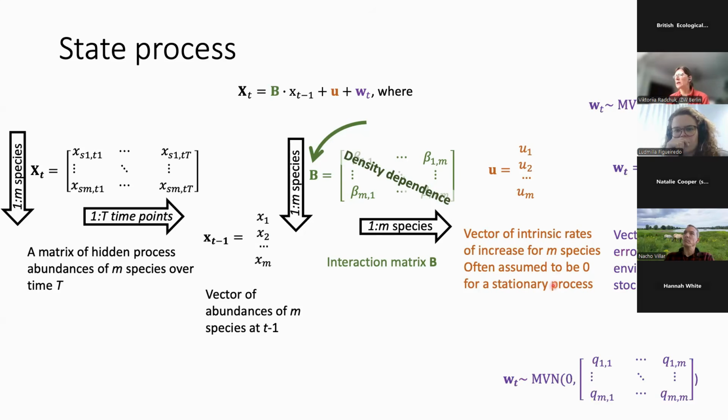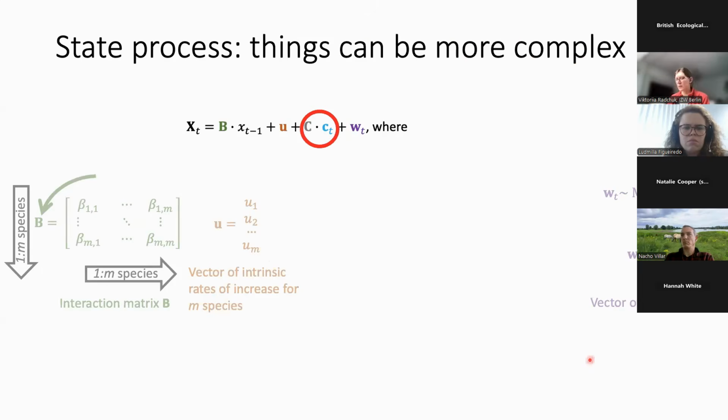And W_t is a vector of process errors that reflects the effect of environmental stochasticity on our species. It follows a multivariate normal distribution. This means 0, 0, and the standard deviation of Q, where Q is the variance-covariance matrix, where on the off-diagonal we see the covariances between our M species that are caused by environmental factors, and variances are on the diagonal. So this was a simplified specification of the state process.